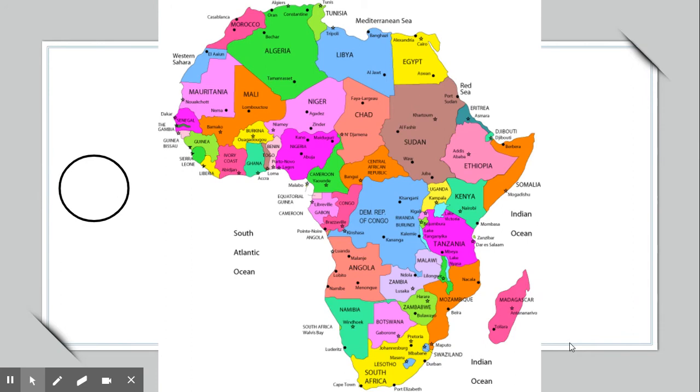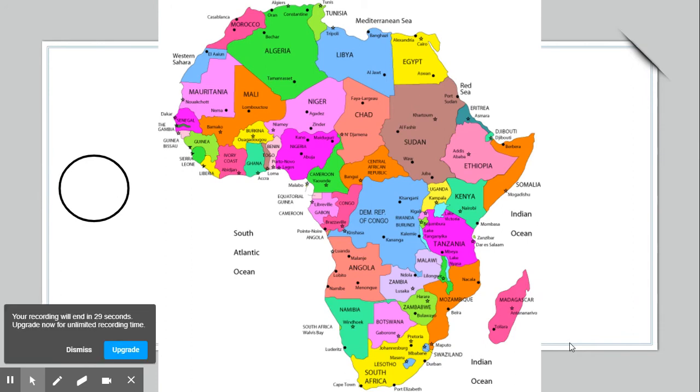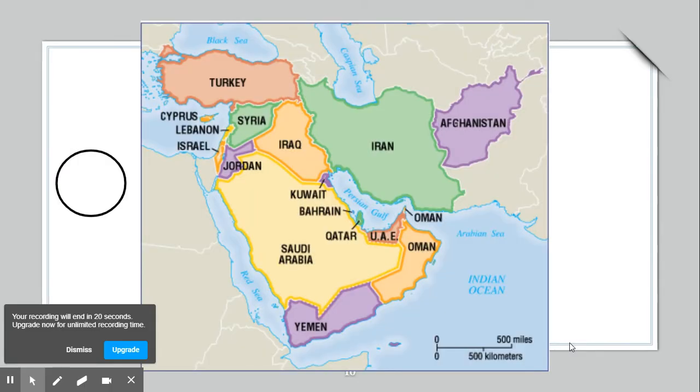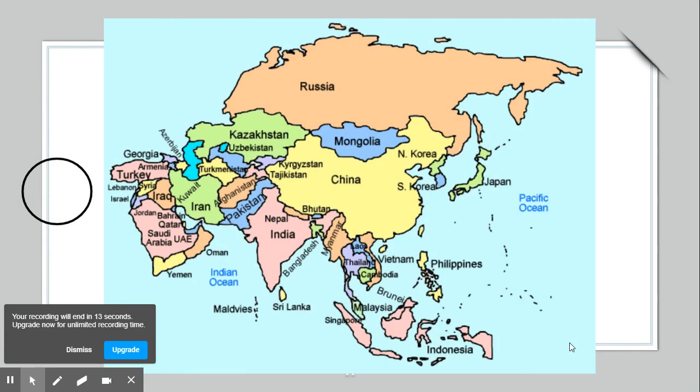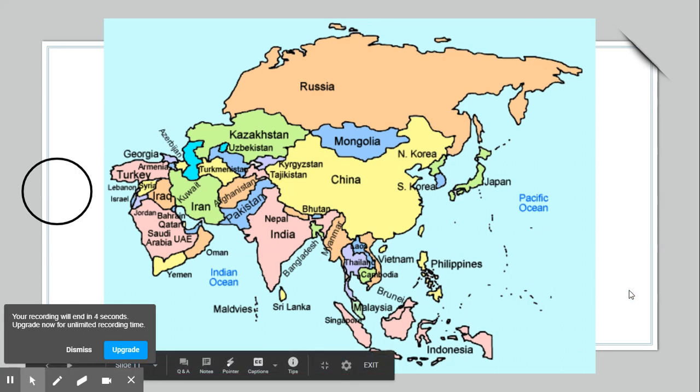If your family is from Africa and if you happen to know exactly which country, you can go ahead and circle it. If you're not sure, you could circle the whole continent. And that just means the whole thing, all of Africa. If you're from the Middle East, you could circle one of these countries. If you are from Asia, you can circle one of these countries. And that is all of the maps. So if you find your country, you can circle it.